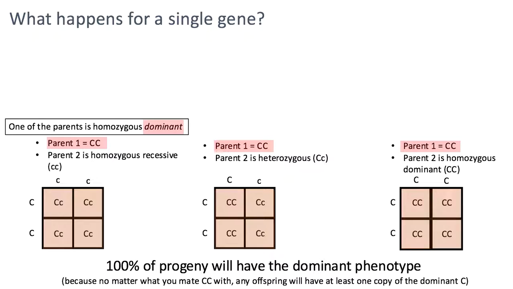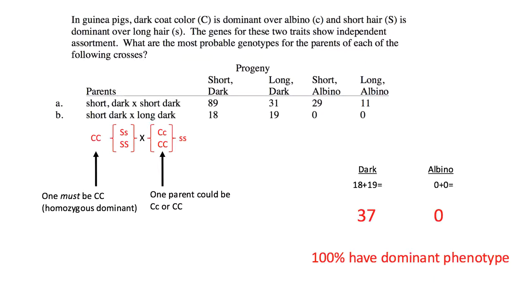So we can go back to part B and say that because we saw this phenotype ratio in the progeny, one of the parents has to be homozygous dominant, big C, for the coat color gene. The other one could be big C too, or it could be big C, little c. We can't tell from just this given information.